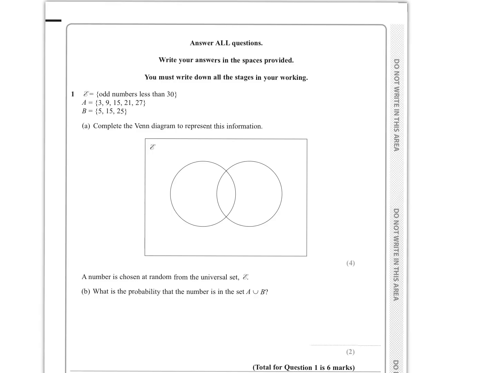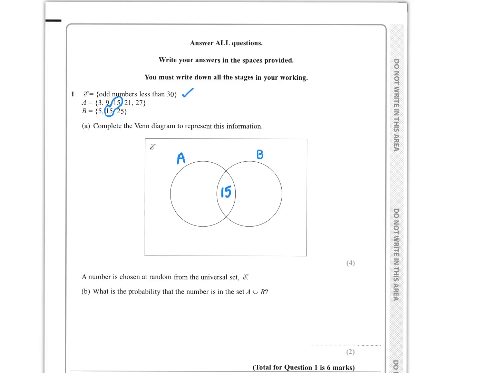Question 1. If we're given the universal set is the odd numbers less than 30, and A is given as 3, 9, 15, 21 and 27, I'll label this as A here, and we'll have this as B. I can see that 15 is in both A and B, so that must be the intersection here.